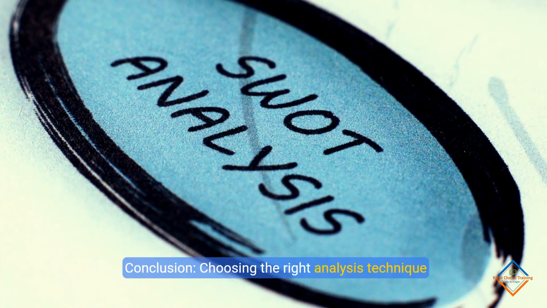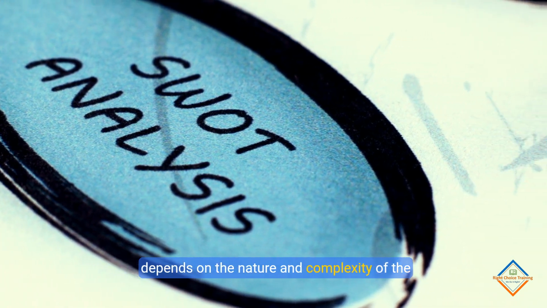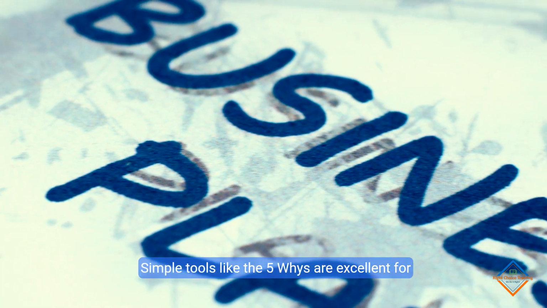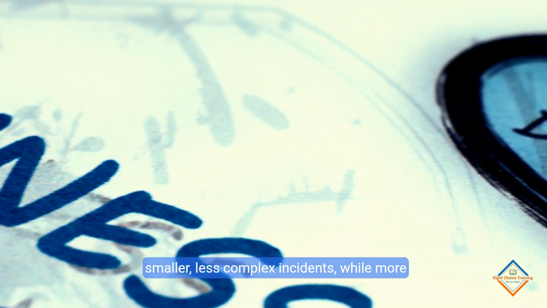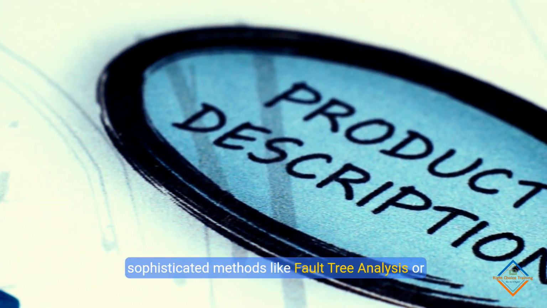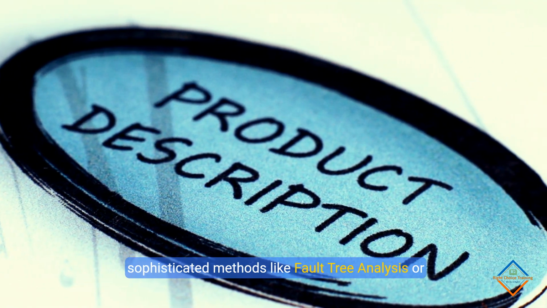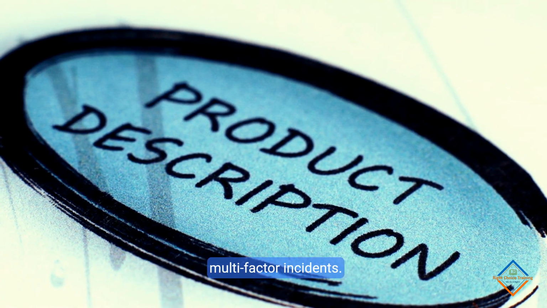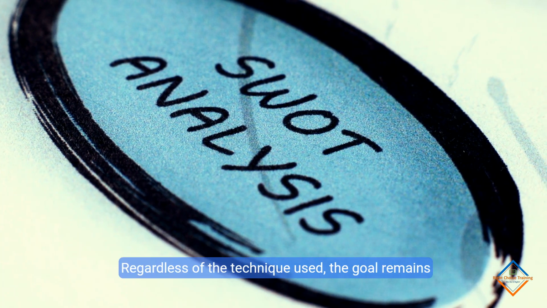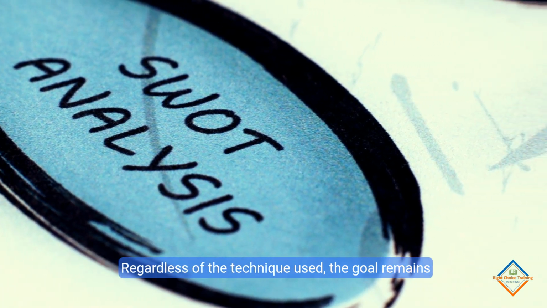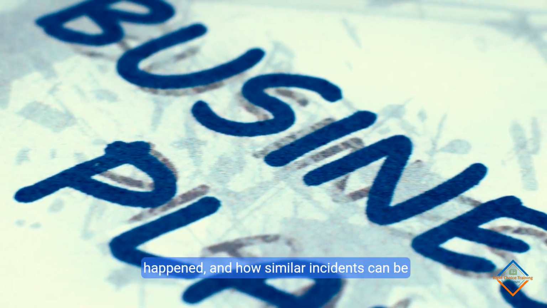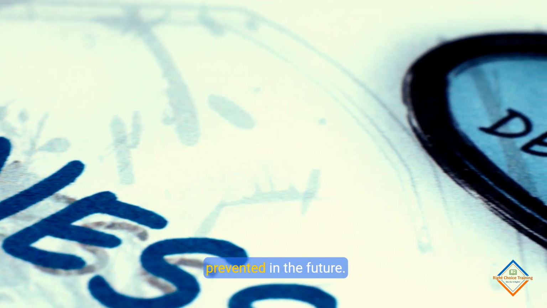Conclusion: choosing the right analysis technique depends on the nature and complexity of the incident. Simple tools like the 5 whys are excellent for smaller, less complex incidents, while more sophisticated methods like fault tree analysis or bow tie analysis are better suited for complex, multi-factor incidents. Regardless of the technique used, the goal remains the same: to understand what happened, why it happened, and how similar incidents can be prevented in the future.